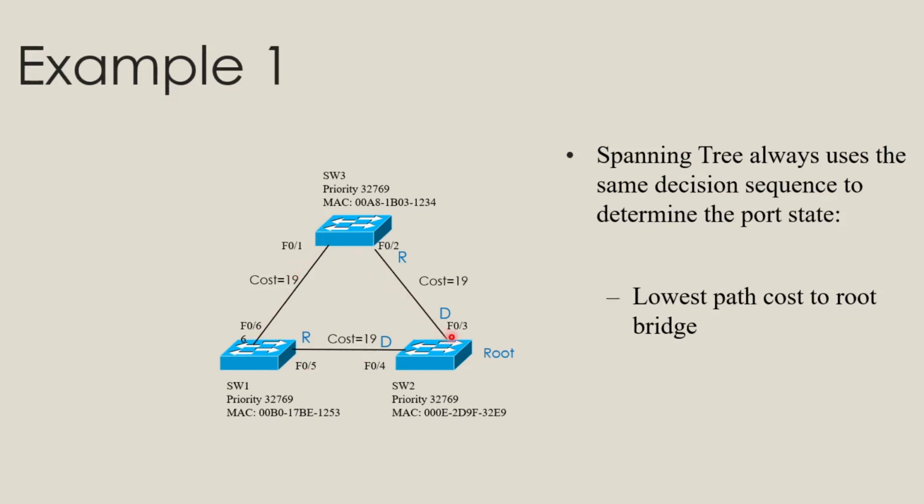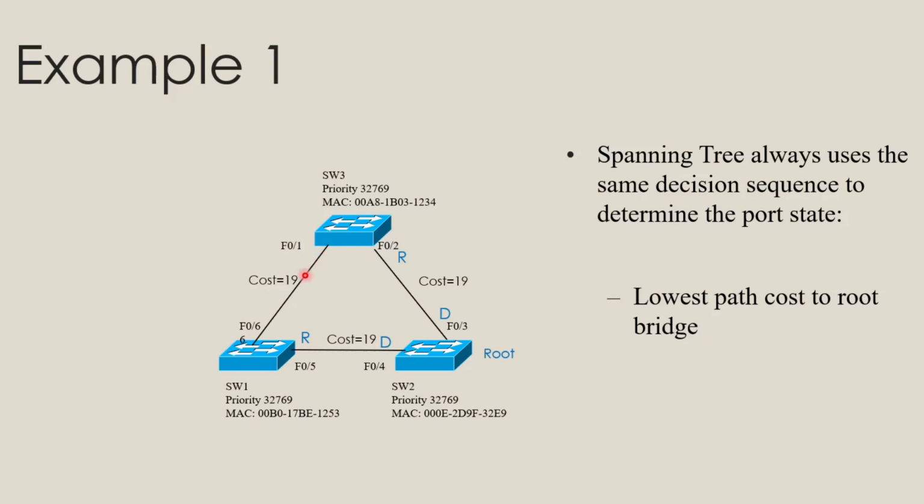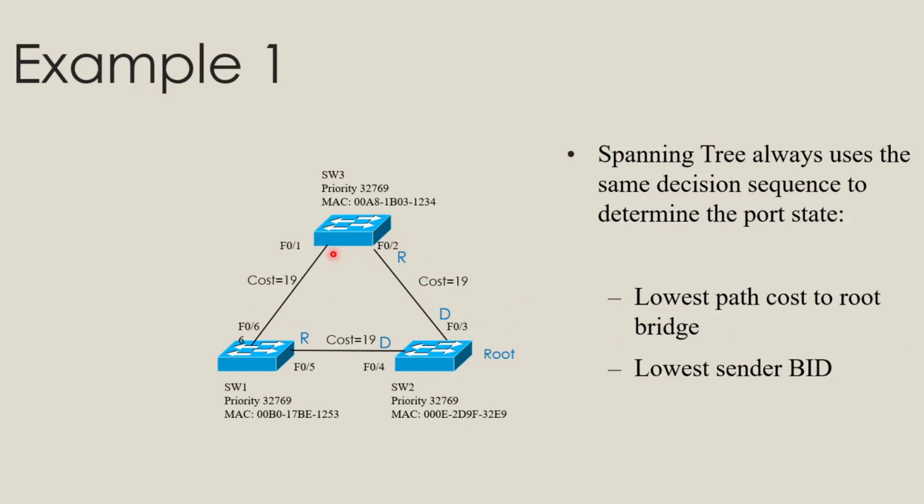Okay, the next step, the 2 switches, switch 1 and switch 3, are going to elect a designated port over this link. Designated port means the port will control the traffic over this segment. So it's going to first compare. Switch 3 says, I have a root path cost of 19 to the root. Then switch 1 says the same. I can reach the root with the cost of 19, so there is a tie.